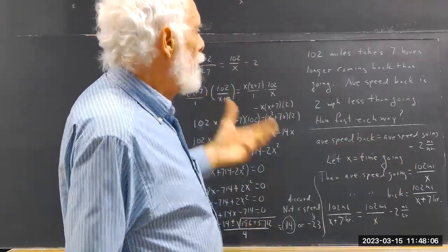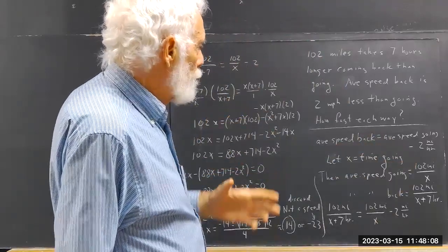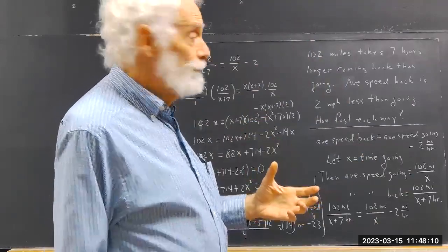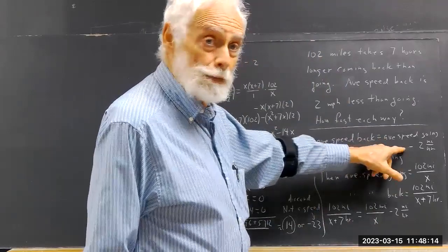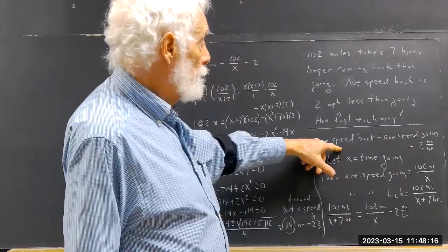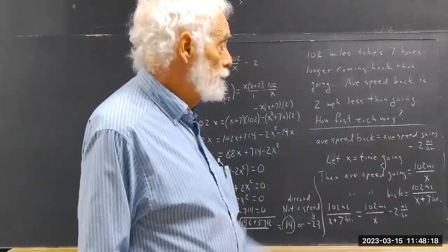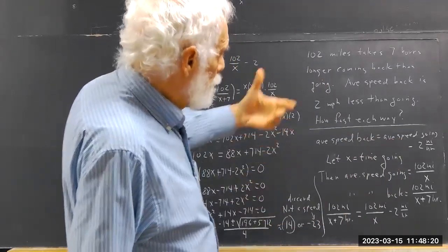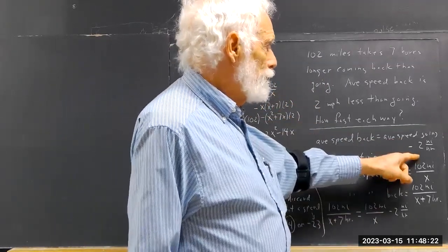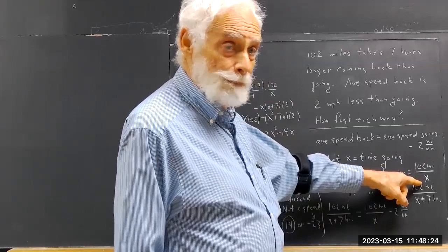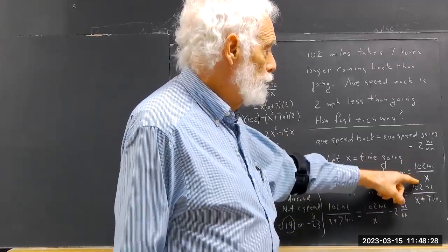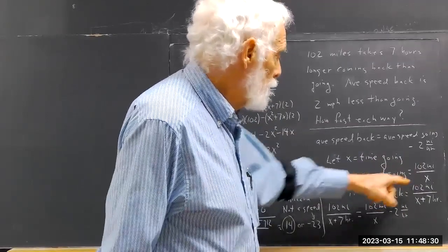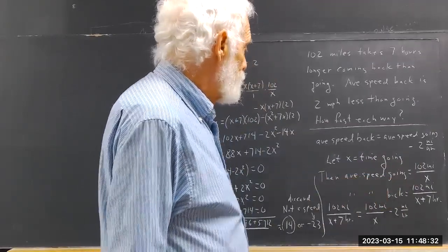Then we have to do something with speed, since we have this information. So we've got to do something about the average speed back and the average speed going. Well, we use the fact that speed is distance divided by time. And let x be the time going. So we've got 102 over x. That's going to be our average speed going. Coming back.